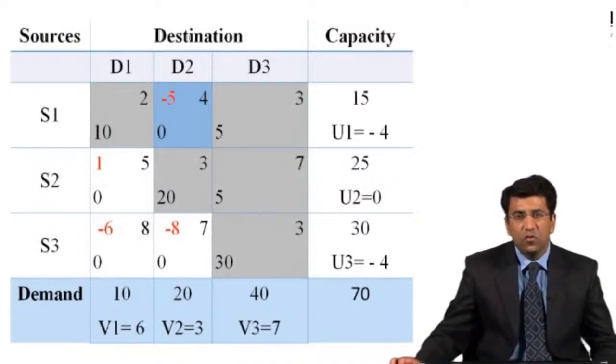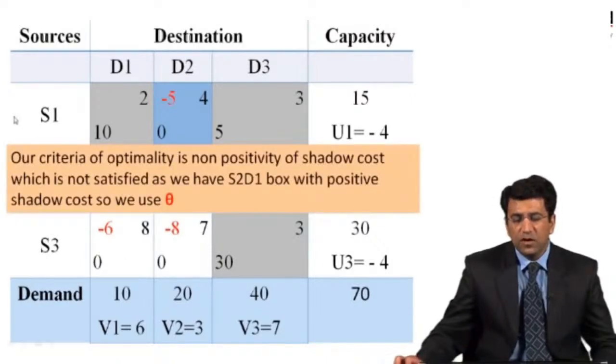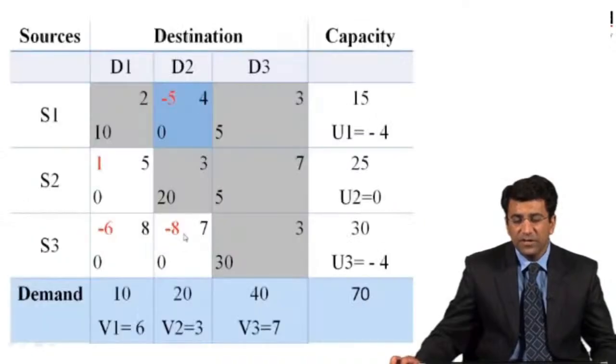Now again, what we will have to do, we'll have to find out the shadow cost for the non-occupied cells or the non-basic cells, because our criteria of optimality is non-positivity of the shadow cost, which is not being satisfied here in this particular situation. Now why is it not being satisfied? Because all the shadow costs for the non-occupied cells are not non-positive. There is still a positive shadow cost for this particular cell S2D1.